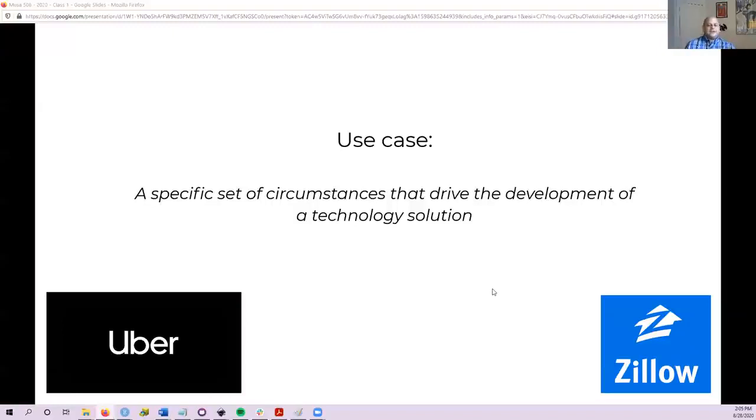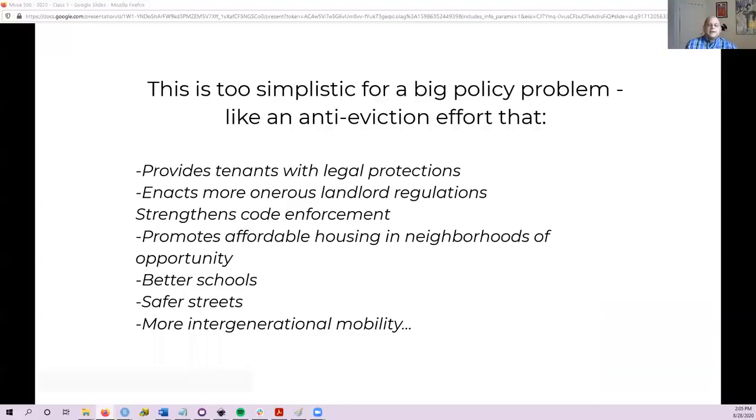The use case of the Zillow Zestimate is to provide an estimate of a house's value, even if that house hasn't sold in many years. I include these two use cases because we're going to be dealing with both of them this semester. But these are very simple technology goals, use cases. And the public policy sector is just not that simple.